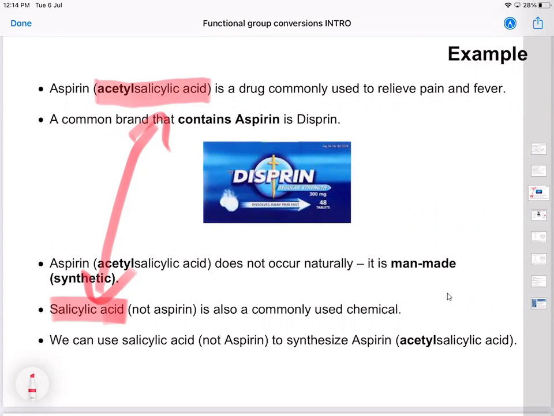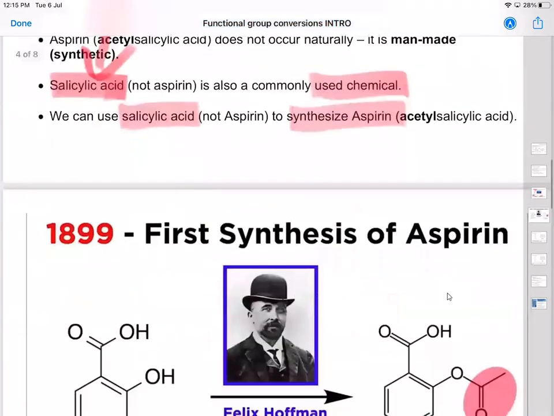Good. Okay, so you see that salicylic acid is not aspirin, but salicylic acid is also a commonly used chemical. Cool. And then we can say we can use salicylic acid to synthesize aspirin. In other words, we can take the salicylic acid that we can find and we can turn it into aspirin. And that's the whole point of what we're learning.